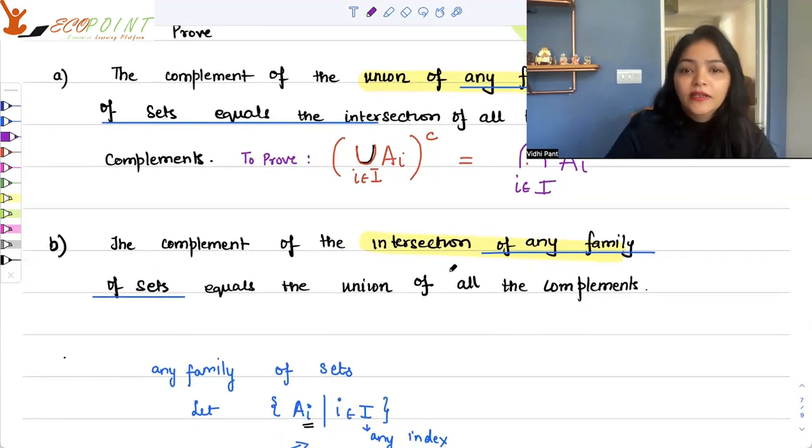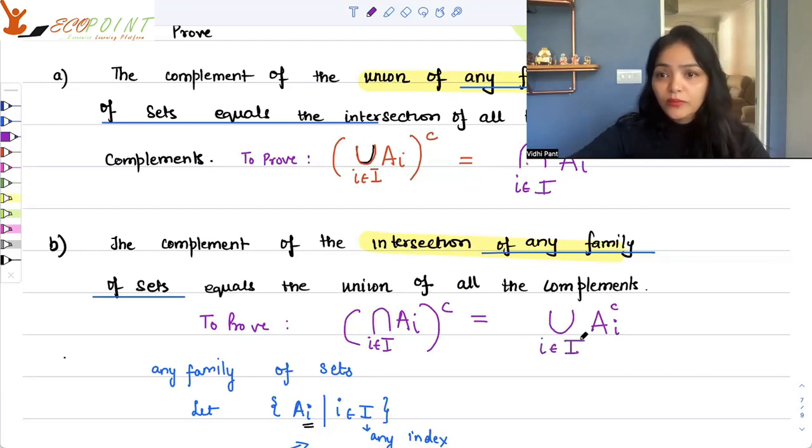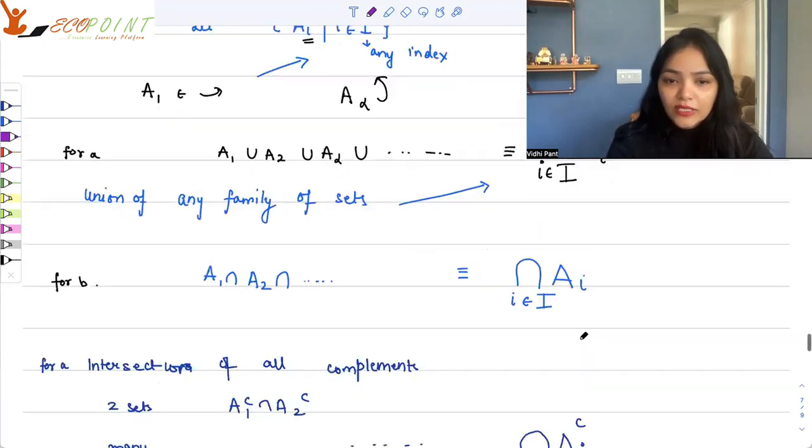And on the other hand, for B, what do you have to prove? Basically, the statement means the complement of the intersection of any family of sets. You take the intersection of any family of sets and take its complement, and that should be equal to the union of all complements, the union of A_i complement, where i takes care of all the sets that are there in this family. Okay, this is what we have to prove. Let's start with part A.